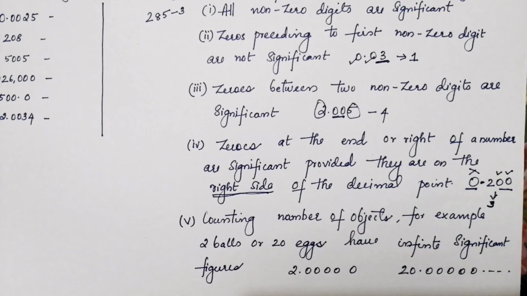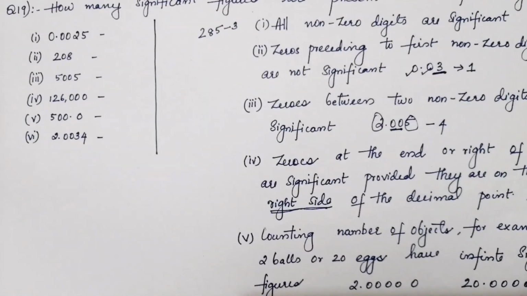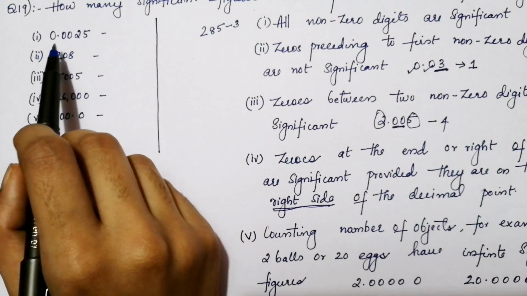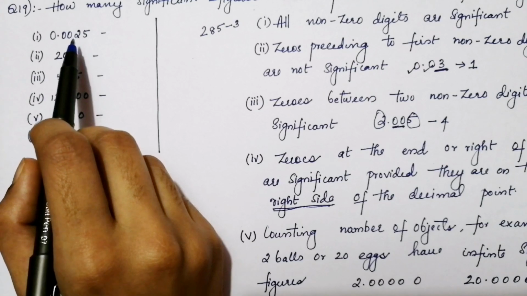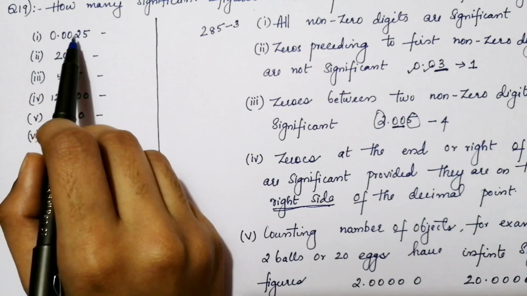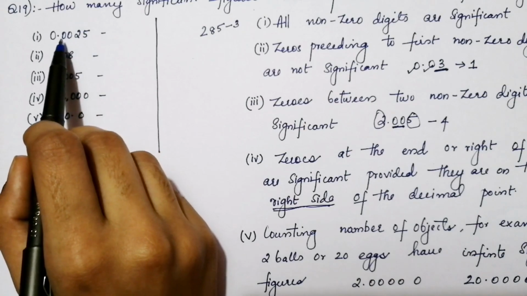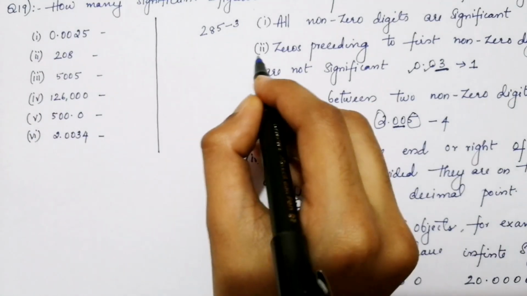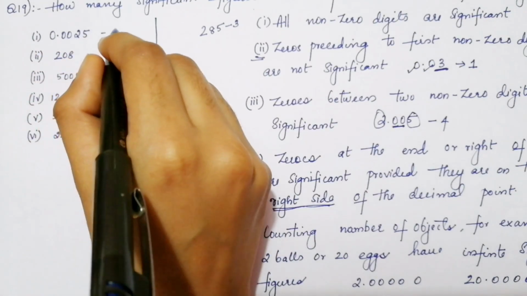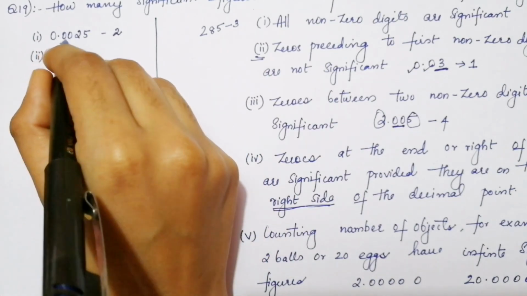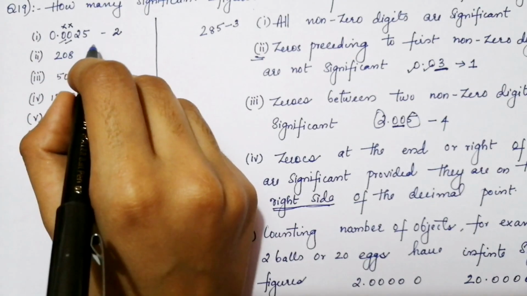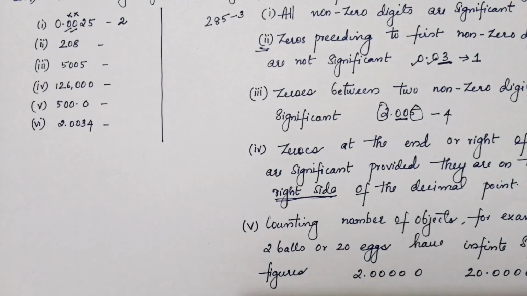Now let us try and solve the questions that are given to us. The first question here is 0.0025. So here we know these two zeros are preceding the first non-zero digit and they are not significant according to rule number 2. So here we can say we have a sum total of only 2 significant figures because these two zeros are not significant according to rule number 2. So we have 2 significant figures.